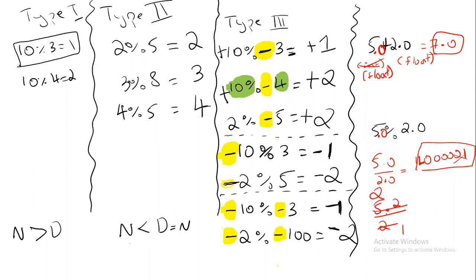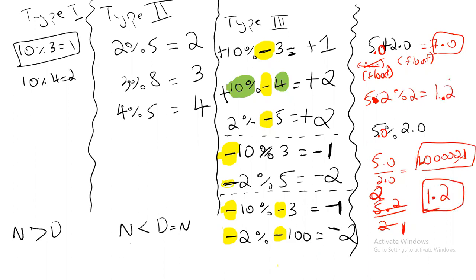This is the important question for you now. 5.2 modulus 2, what's the answer here? That's what I'm solving now. 5.2 modulus 2 means I have to divide by 2 to check the remainder. 2 ones are 2, 2 twos are 4. From 4 to 5.2, how much more is remaining? 1.2 more is remaining. That's why the answer is 1.2.